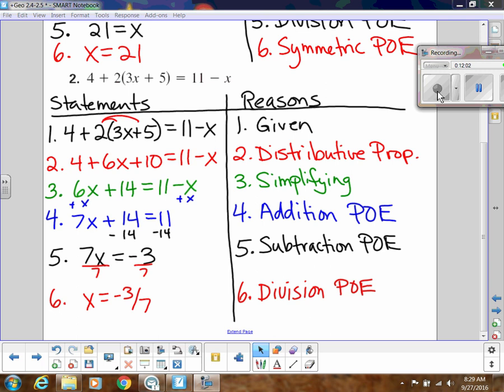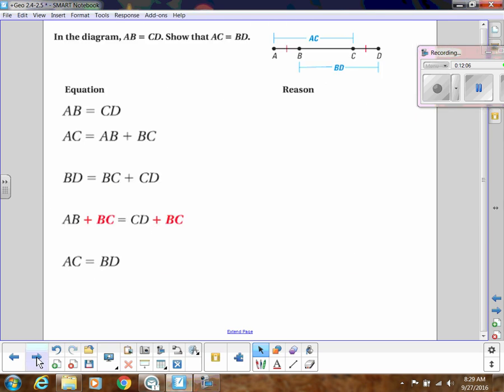All right, let's do one more, but this time we're going to do something more geometric. Okay, so we have a diagram, and in the diagram it tells us that AB equals CD, and notice that they marked them with those congruent tick marks, and we're trying to show that AC is equal to BD. So that whole segment, you see how they marked it in blue.